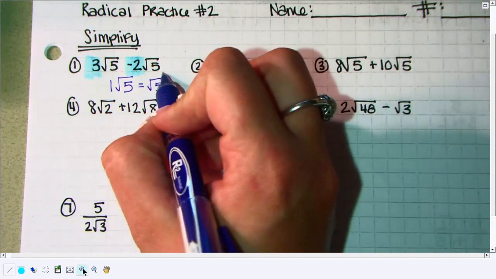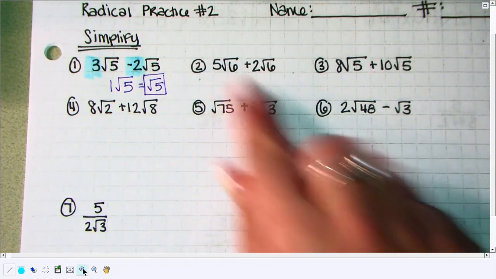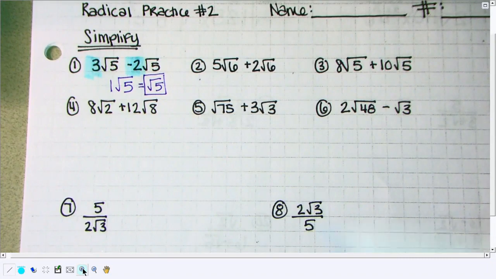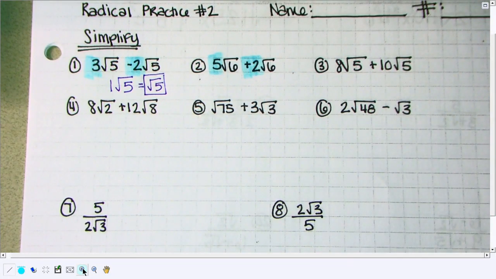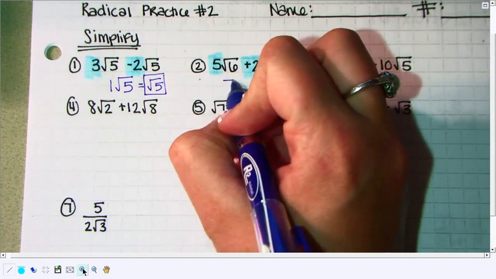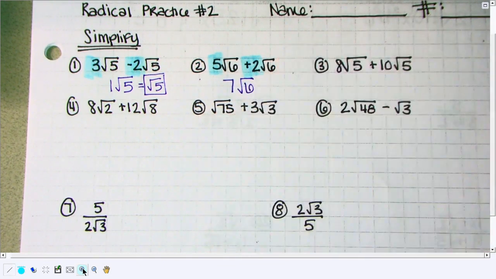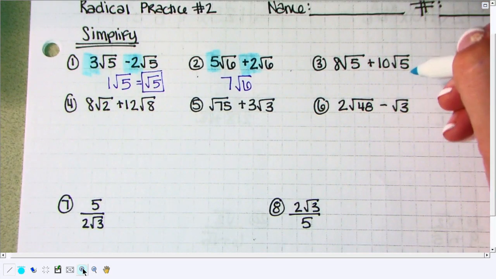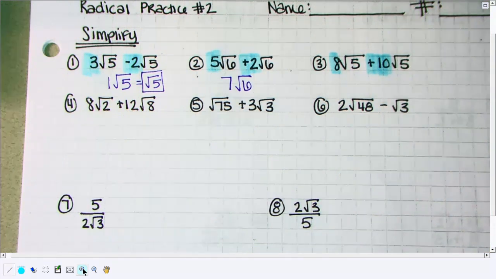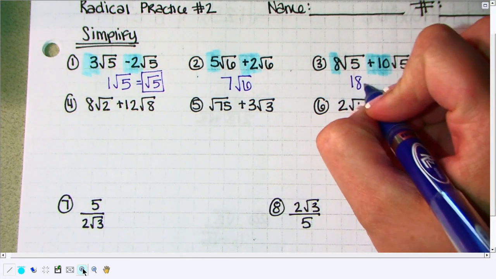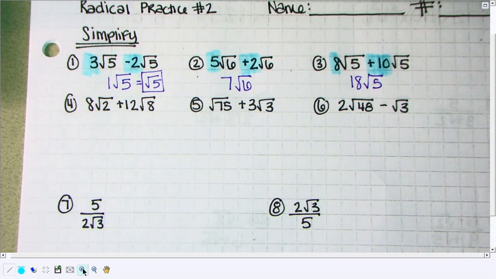Let's try the next one. So in the next one, again, the square roots are the same. So I can just add the coefficients, 5 plus 2. 5 plus 2 is 7 square roots of 6. For the last one, we have square root of 5 and square root of 5. So again, adding the coefficients. 8 plus 10 is 18 square roots of 5. You don't go underneath the square root unless you're multiplying, so we just need to be careful.